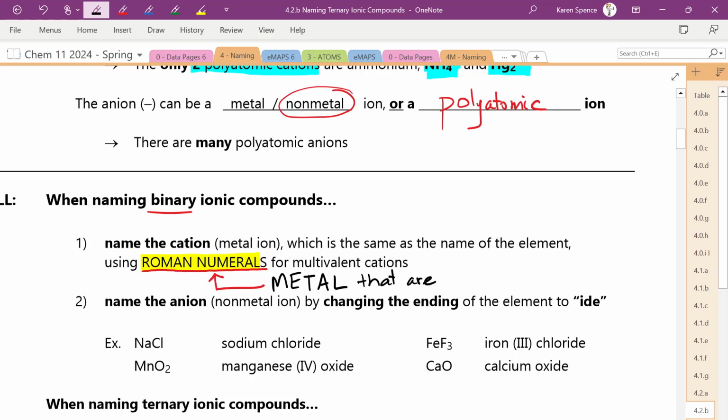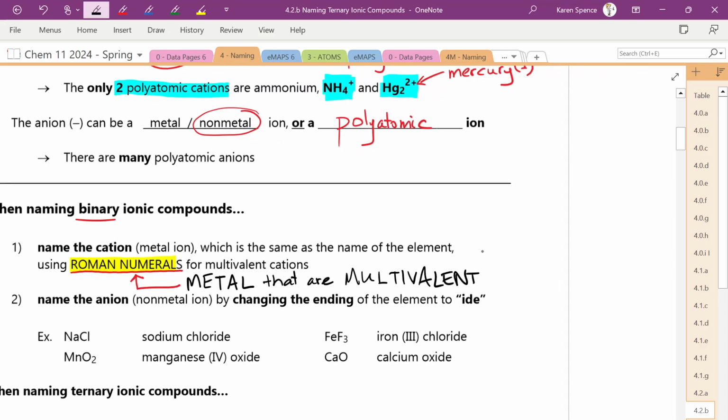Tell your partner what multivalent means. Two or more possible charges. And where do we find the metals that are multivalent on our periodic table? In the red zone.